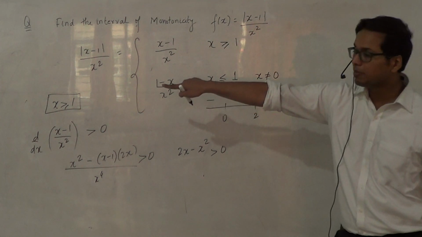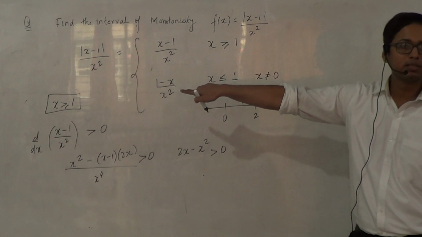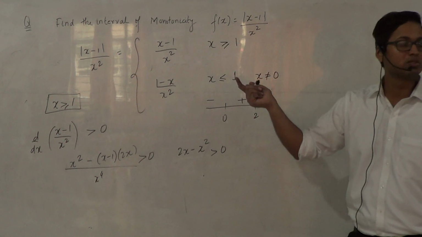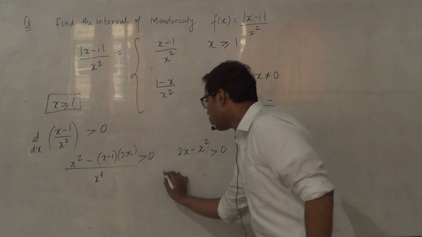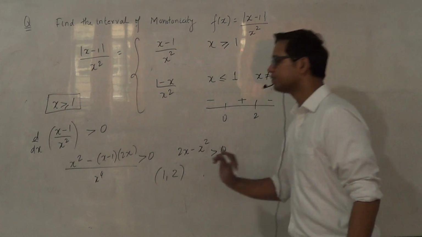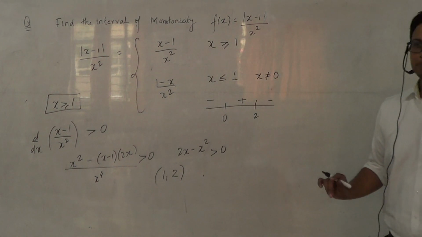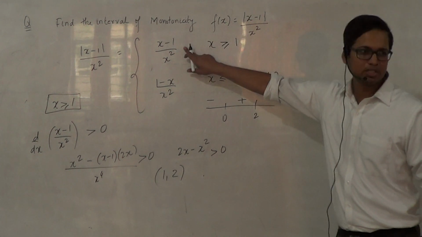But remember, what is my parent condition? What is my domain? Greater than or equal to 1. So which interval will I take? 1 to 2 I will take only. Correct? This is only about this function.